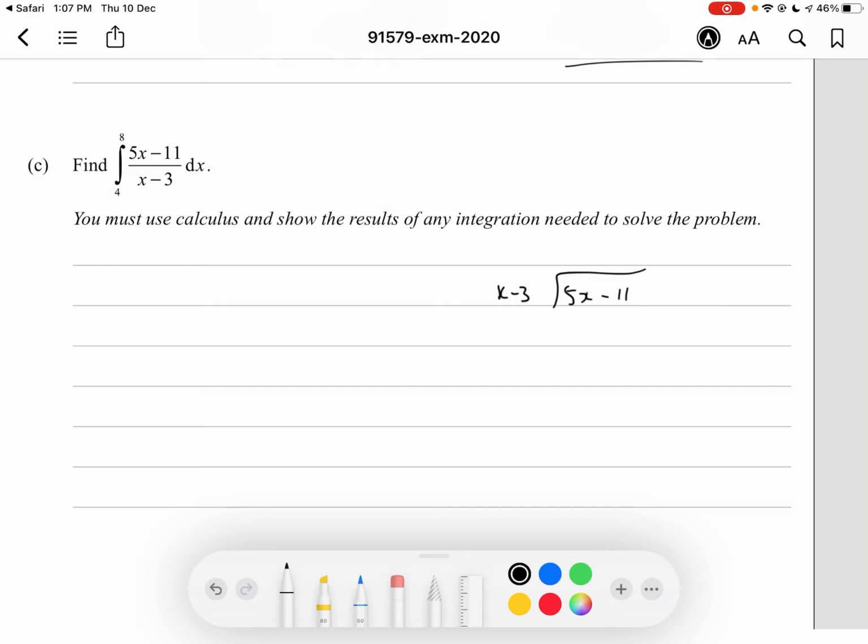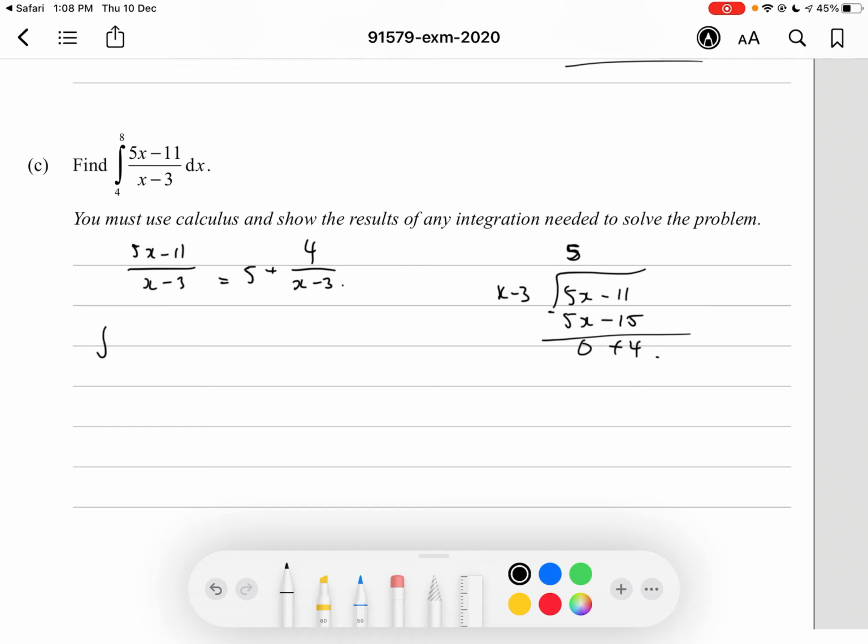So you want to get rid of the x. So if we put 5 as our divisor, we'll have 5x minus 15. 5x minus 5x is 0, and we have negative 11 minus negative 15, which is plus 4. So we can rewrite 5x minus 11 over x minus 3 as 5 plus 4 over x minus 3.